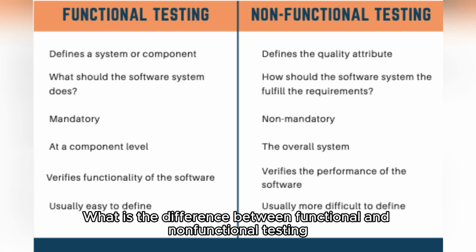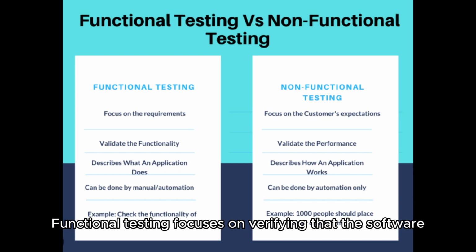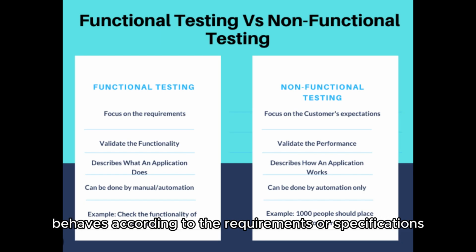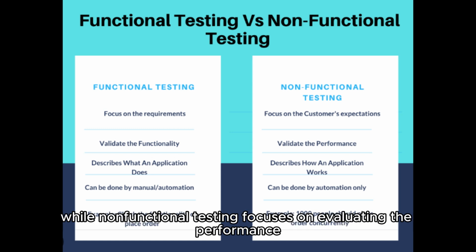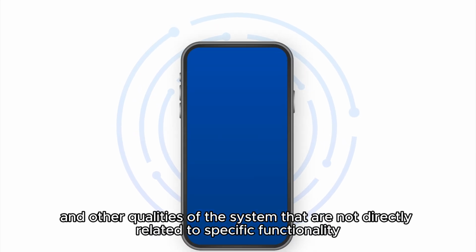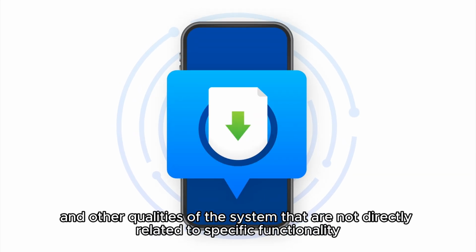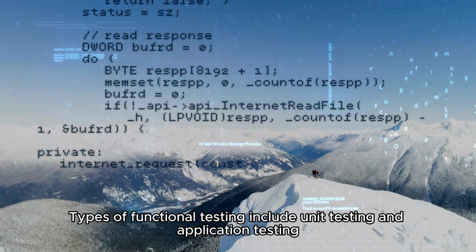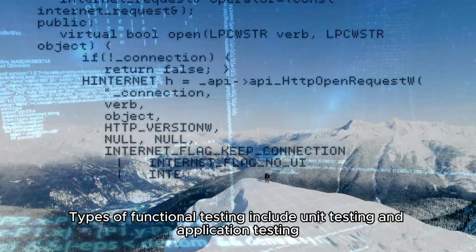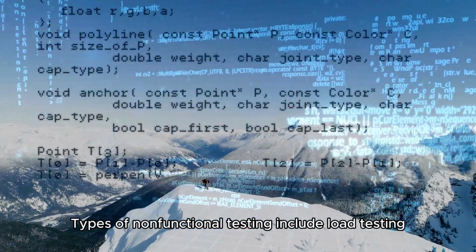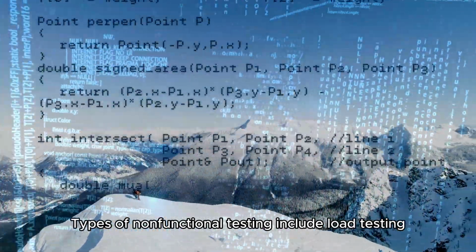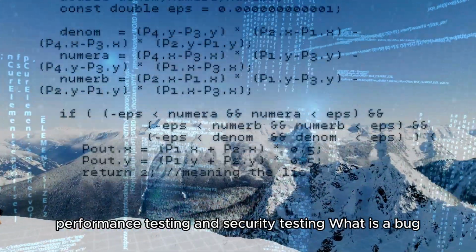What is the difference between functional and non-functional testing? Functional testing focuses on verifying that the software behaves according to the requirements or specifications, while non-functional testing focuses on evaluating the performance, usability, and other qualities of the system that are not directly related to specific functionality. Types of functional testing include unit testing and application testing. Types of non-functional testing include load testing, performance testing, and security testing.